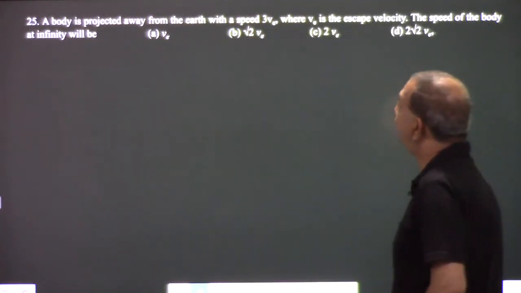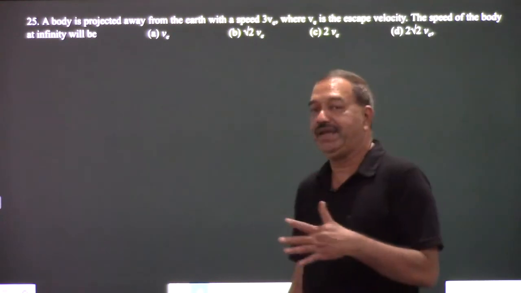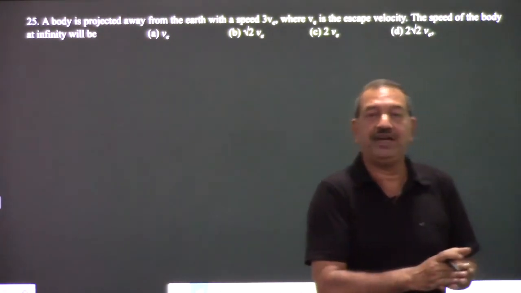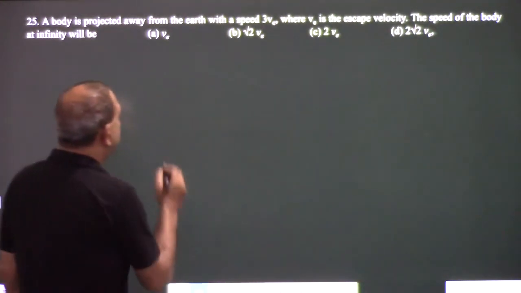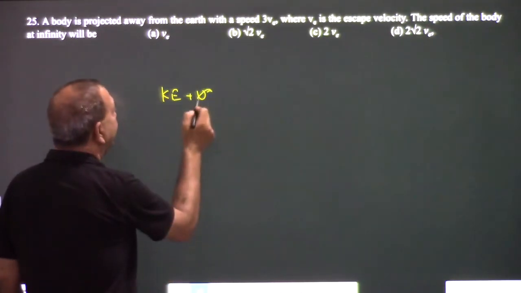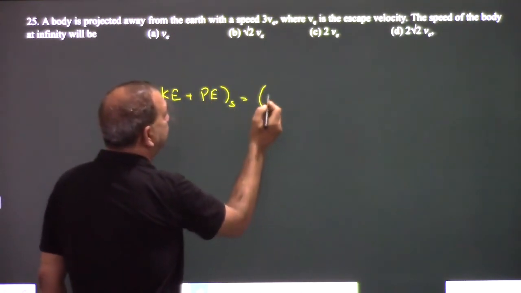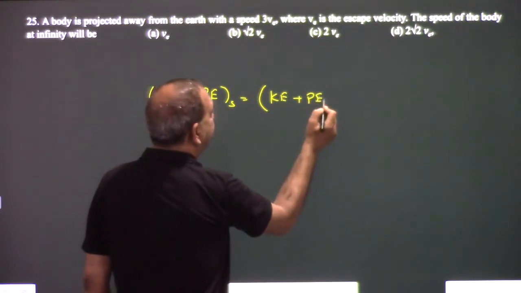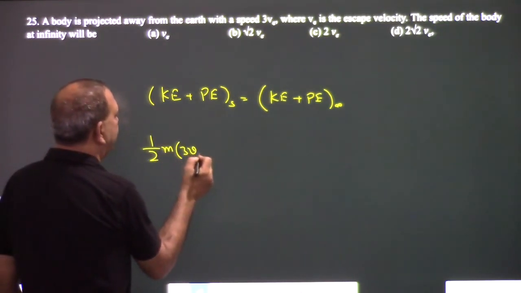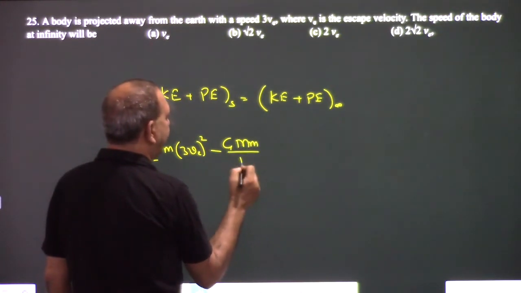A body is projected away from the Earth with a speed 3 VE, where VE is the escape velocity. The speed of the body at infinity will be? We will apply the conservation of energy: the total energy at the surface of Earth and the total energy at infinity. Kinetic energy plus potential energy at the surface is equal to kinetic energy plus potential energy at infinity. The speed we gave gives half m, 3 VE square, and the potential energy at Earth is minus G M m by r.